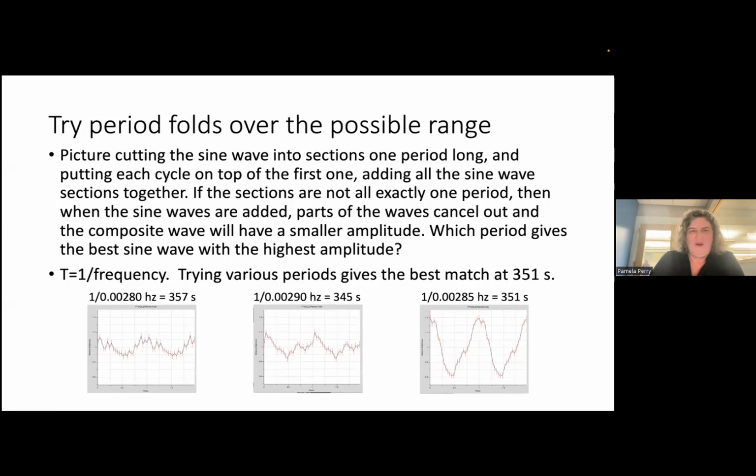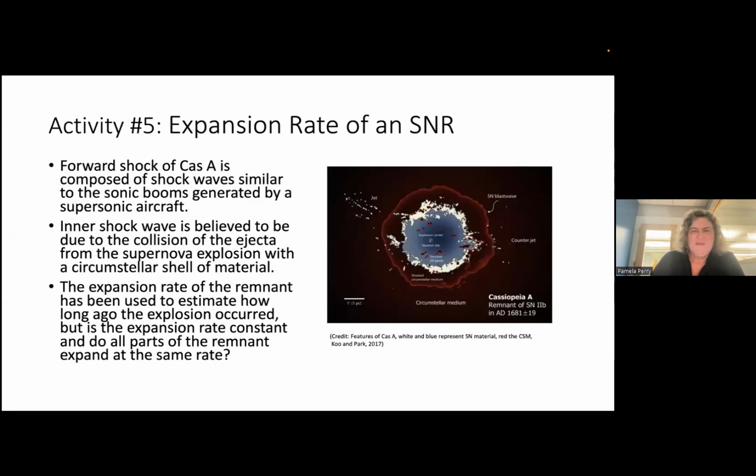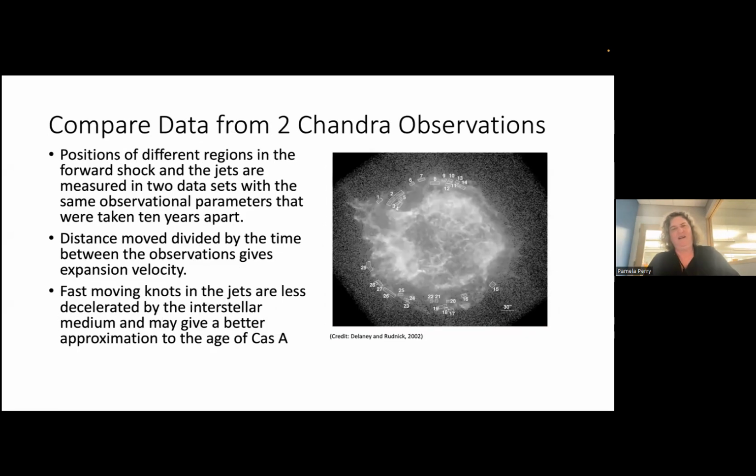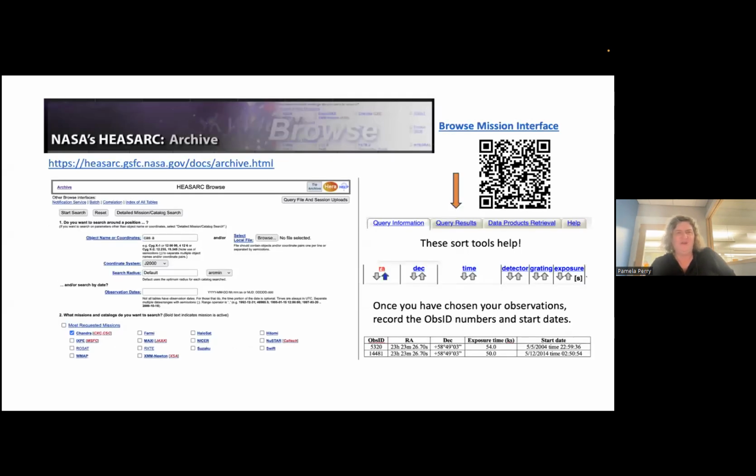There's also an activity where you actually look at the expansion rate of a supernova remnant. So you're actually looking at data from 2 different Chandra observations over time and figuring out how much it's expanded. I had to go to this database right here, where I actually found 2 observations that were 10 years apart that had the same right ascension and declination, so that I had 2 observations.